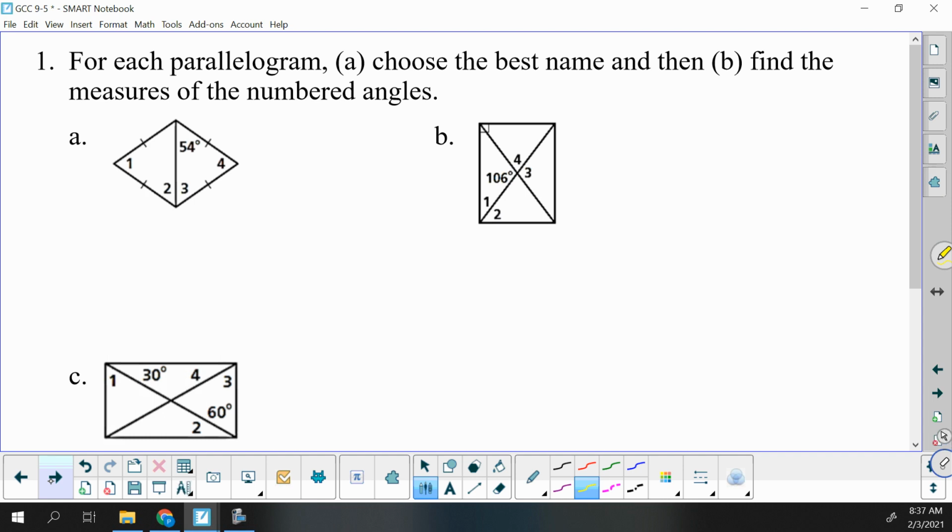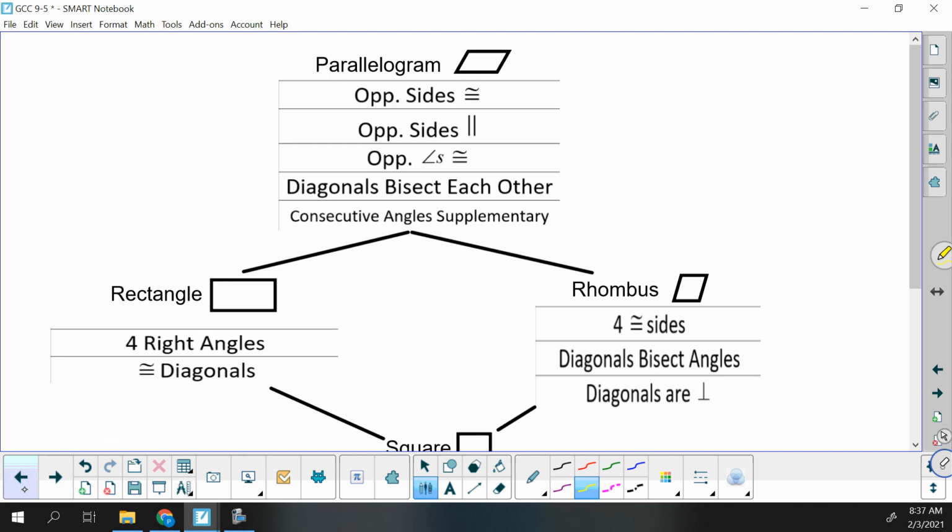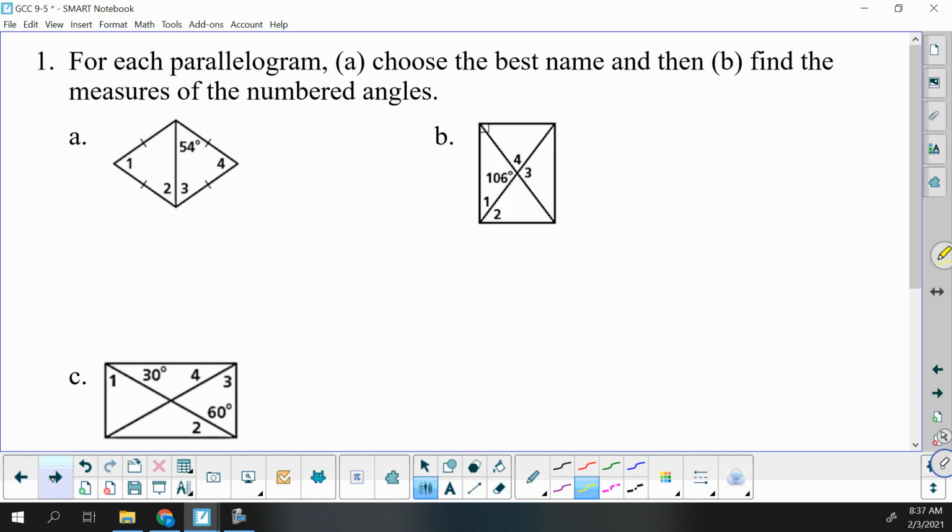All right, so for each of these parallelograms, we want to choose the best name. What we mean by that is, is it just a parallelogram, or do we have properties that would lead us to know that it is a rhombus, rectangle, or square? So we want to basically see, as we move down our chart, what's the most specific one we can name it as. And then we want to find all of the measured angles.